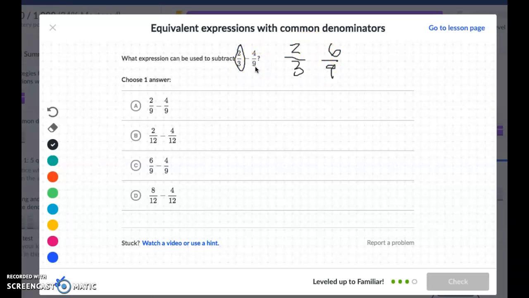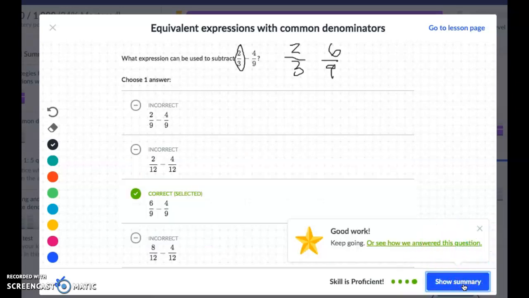So our whole goal is just to get it so that they have the same denominator on the bottom, common denominators. So I'm looking for 6/9 minus 4/9, and it's answer C.